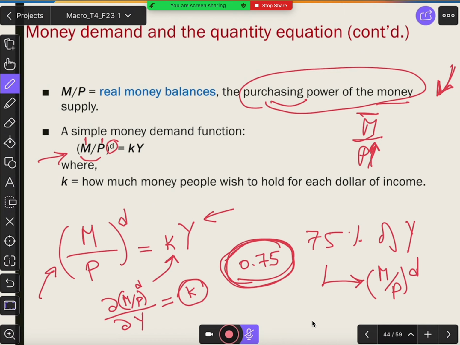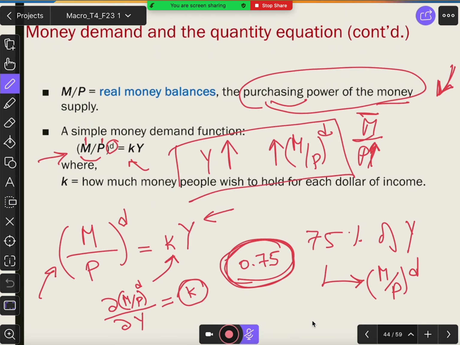So the question I got is about this k, what is the meaning? It's basically a coefficient or a constant or a slope of the function that represents the relationship between the real demand for money and income. In other words, the higher my income, the higher I will demand money for transactions to buy goods and services. It makes sense. The higher the income, the higher the demand for money. So it's a positive relation between the two.